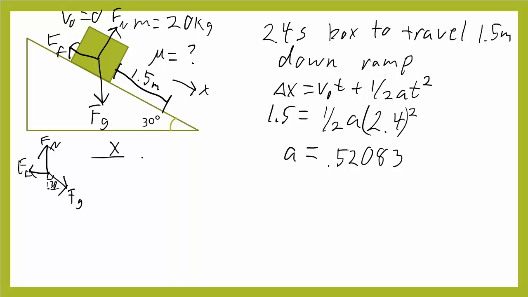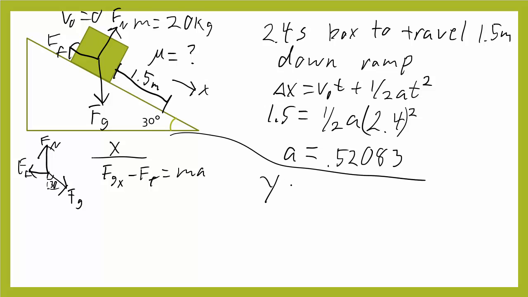In the x direction, just like before, I've got the x component of gravity minus friction equals ma. In the y direction, I have normal force equals the y component of gravity. This time we're actually going to need this. Okay, so let's see where we can go from here.